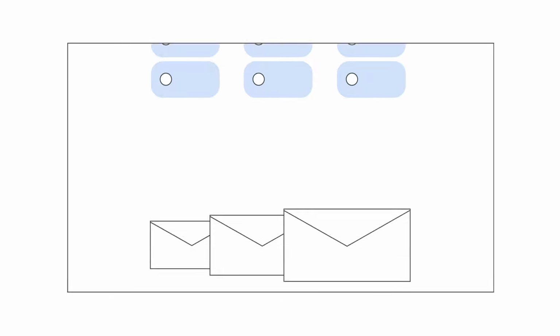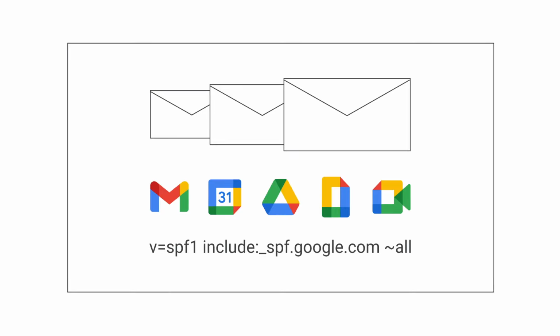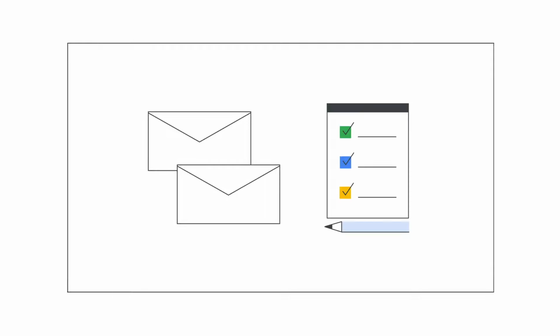If all email from your organization is sent from Google Workspace, use this line of text for your TXT record: v=spf1 include:spf.google.com ~all. If you send mail in other ways in addition to Google Workspace, you must create a custom TXT record for SPF. The Google Workspace Help Center has more details about how to format TXT record contents depending on how email is sent from your organization.